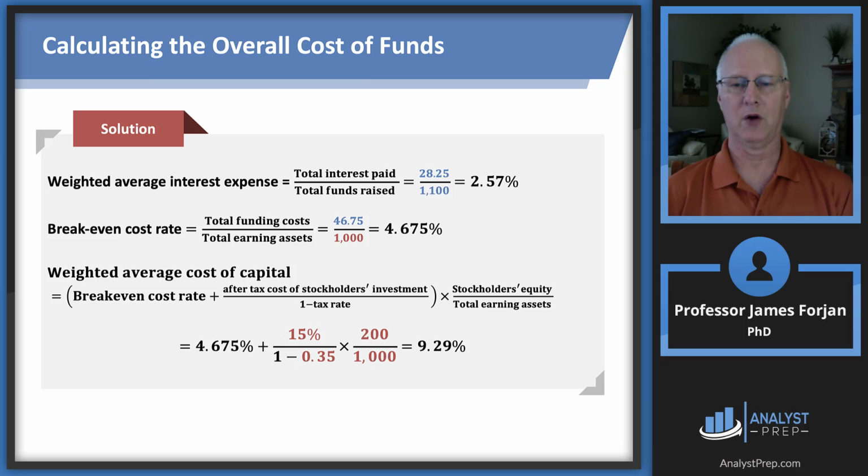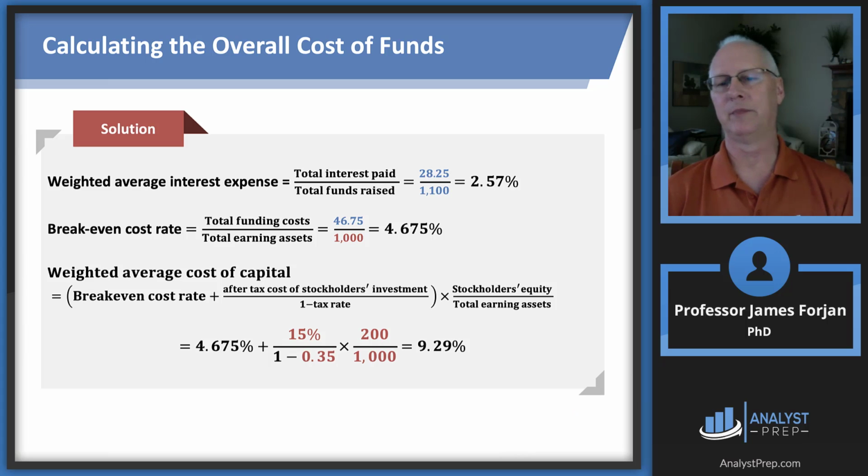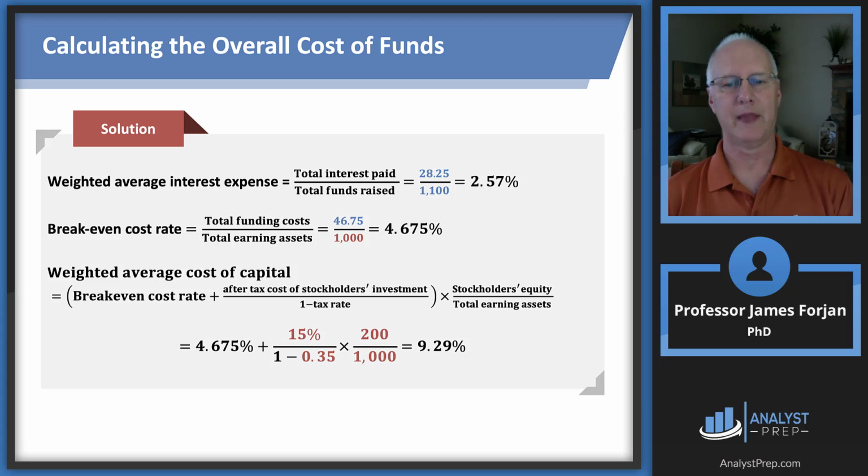Now we can compute our weighted average cost of capital. So we take that 4.7 or 4.675 and then multiply it by the ratio of that 200 million in stockholders' equity, right, divided by the billion or the 1,000 in total earning assets. And then we need to adjust that from our shareholders' perspective. So 15% is the shareholders' required return, and divide that by 1 minus the tax rate, and that gets us a weighted average cost of capital of 9.29%.